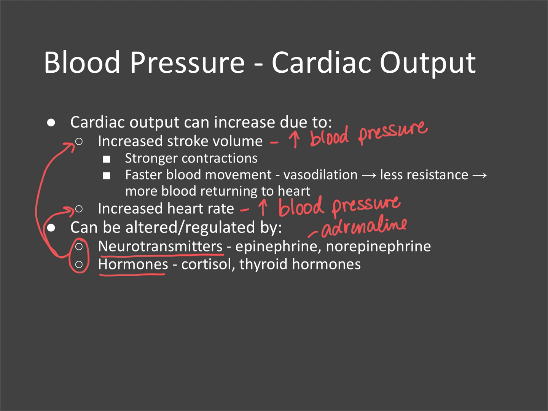Hormones like cortisol, which is also associated with stressful events. Thyroid hormones can also increase your heart rate or your stroke volume, and your thyroid hormones generally increase your metabolic rate. Now, there are other neurotransmitters and hormones that are also associated with this, but these are just some common examples that some people already know about.